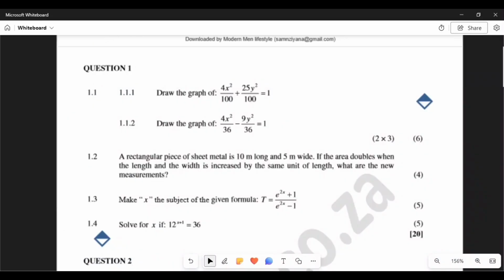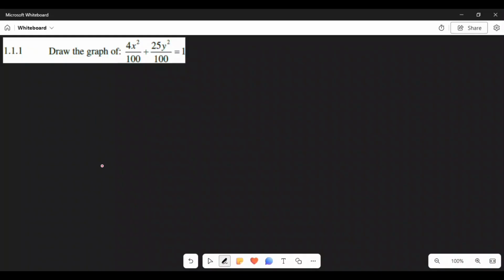So this is question 1. As you can see, the first question here, which is question 1.1.1, they want you to draw a graph. First of all, you need to know what this graph is. So I'm just going to copy this question and put it on the side, and then we start solving it. So this is 1.1.1. They want you to draw this graph.